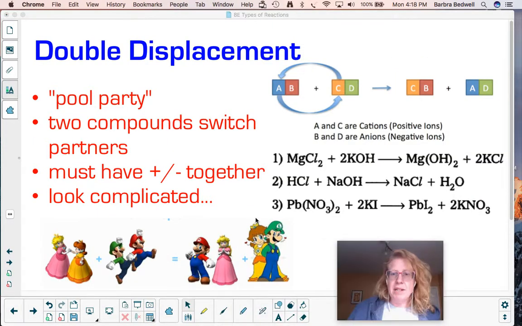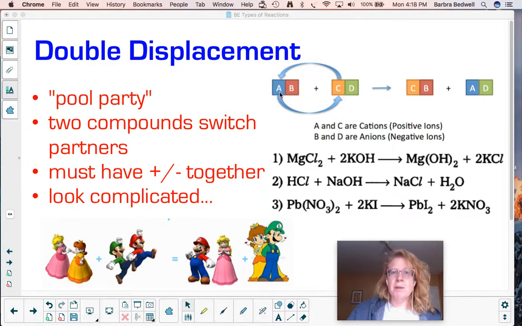Next type of reaction that follows up is something that we call double displacement. Now, instead of just having one thing jumping in, we actually have two things that are switching partners. And I'll tell you the story of the pool party here in just a second. But rather than one thing kicking out from a partner, we literally have two things switching places. Two different compounds are swapping partners.